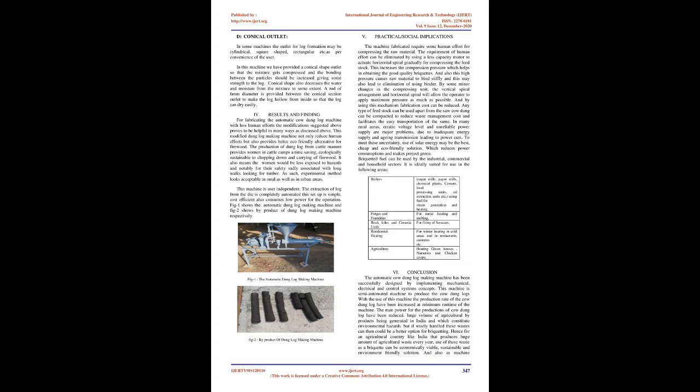Conical shape also decreases the water and moisture from the mixture to some extent. A rod of 6 mm diameter is provided in the conical section outlet to make the log hollow from inside so that the log can dry easily.